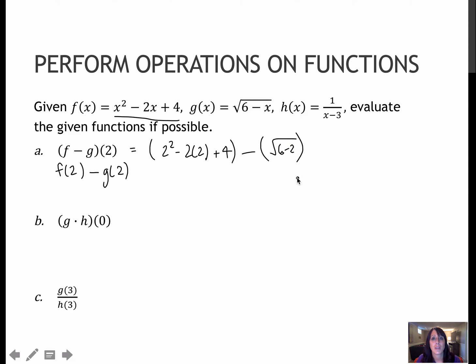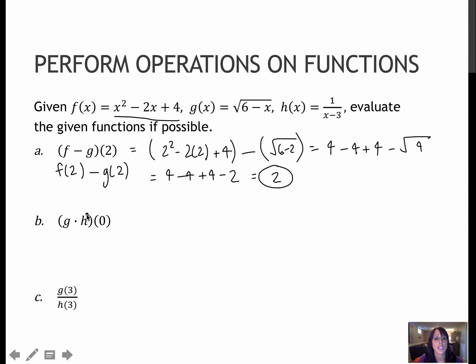So now I'm just going to work it out as I go, as opposed to finding each separately. So 2 squared is 4, minus 2 times 2, which is 4, plus 4, and then minus radical 6 minus 2, which is 4. That's a lot of 4's. So I'm going to go ahead and reduce the radical 4 to 2, so I have 4 minus 4 plus 4 minus 2. So now if I take 4 minus 4, it's 0, plus 4 is 4, minus 2 gives me an answer of 2.